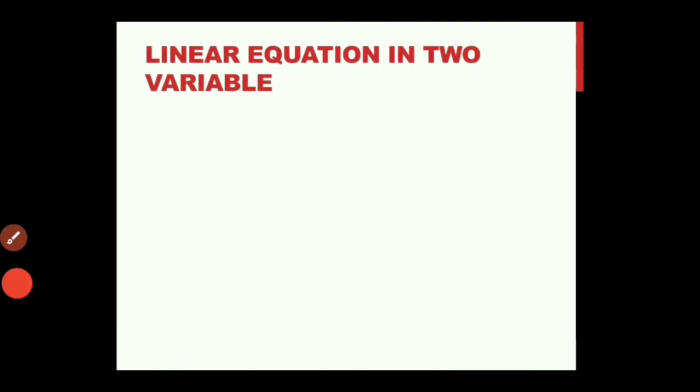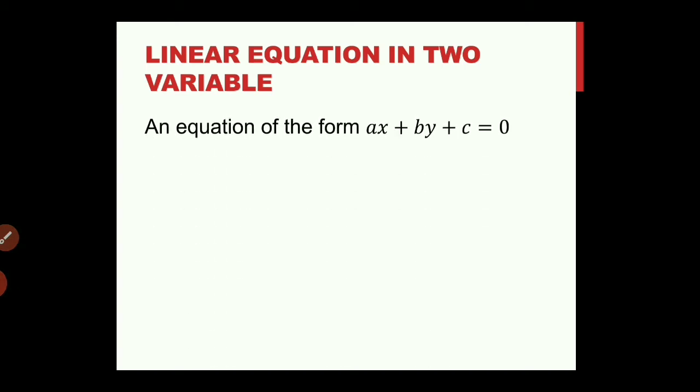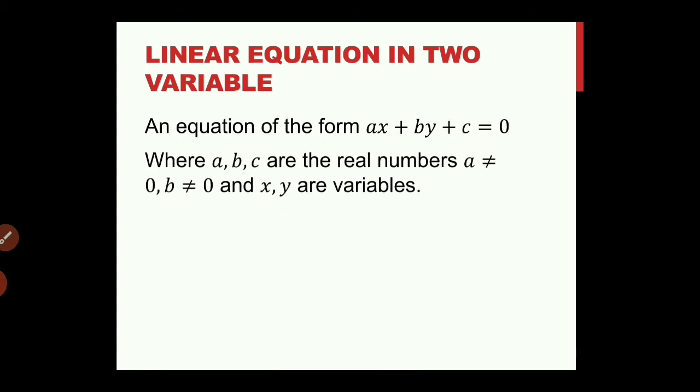Next, let's try to understand what is linear equation in two variables. An equation of the form ax + by + c = 0, where a, b, c are real numbers and a is not equal to 0 and b is not equal to 0, and x and y are variables, is known as linear equation in two variables.